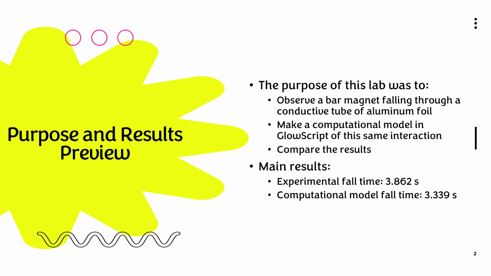The main purpose of this lab was to observe a bar magnet falling through a conductive tube of aluminum foil. And then after we did that, using GlowScript, we made a computational model of the same interaction, and then we compared those results. The main results we got were an experimental fall time of 3.862 seconds and a computational fall time of 3.339 seconds.